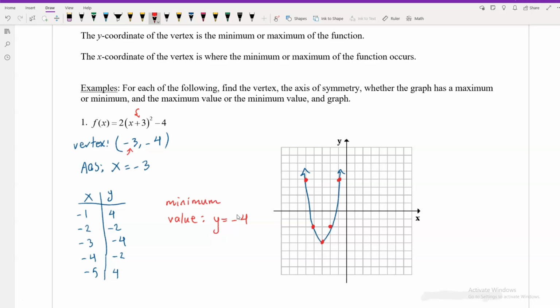Now, here in the middle we have our vertex, negative 3, negative 4. I used two numbers smaller and two numbers greater than negative 3, and then based on that, found y. So here we have these 5 points. Find them here and connect them to graph. This graph is upward. Because of that, we have a minimum point. And the minimum value is what we have on the y-axis, and that is negative 4. So the minimum value is y equal to negative 4.